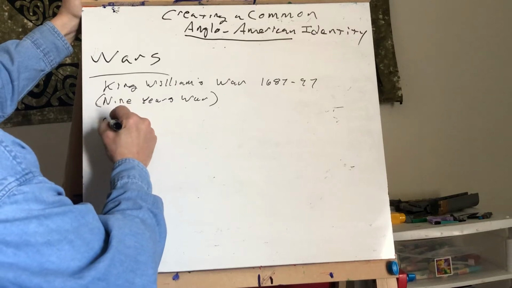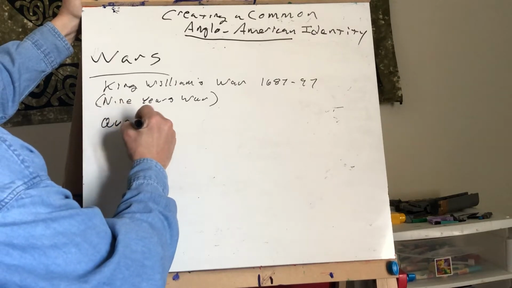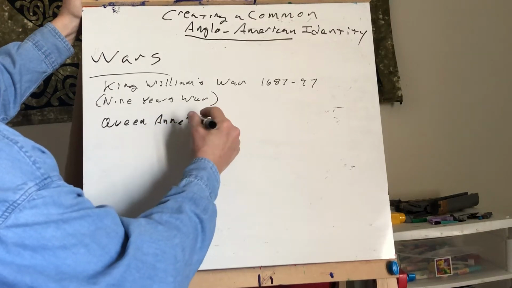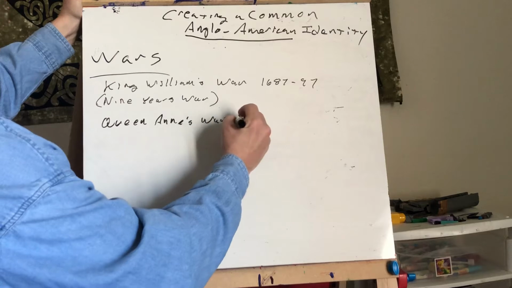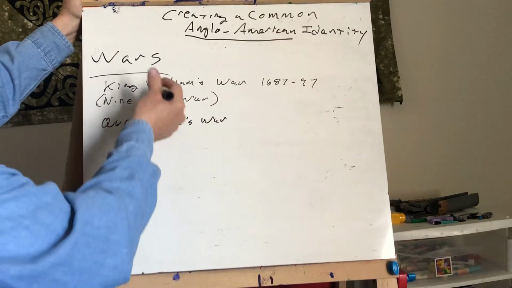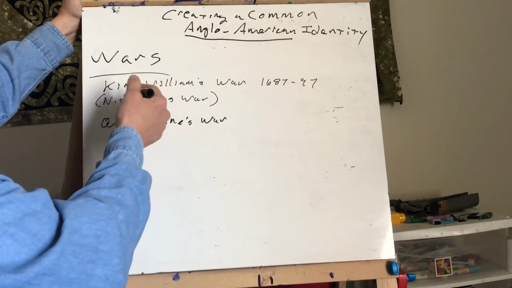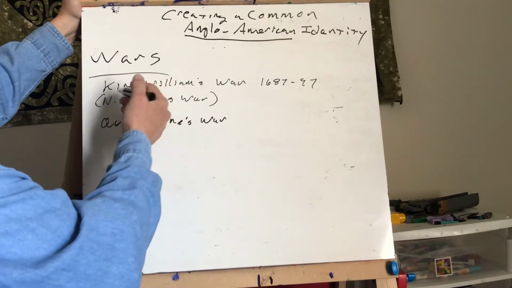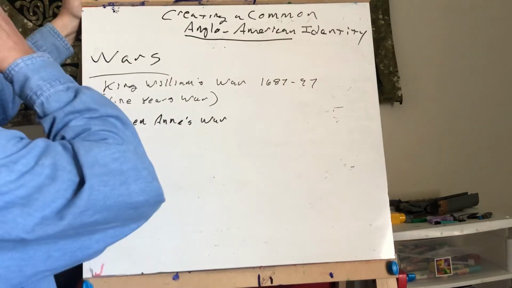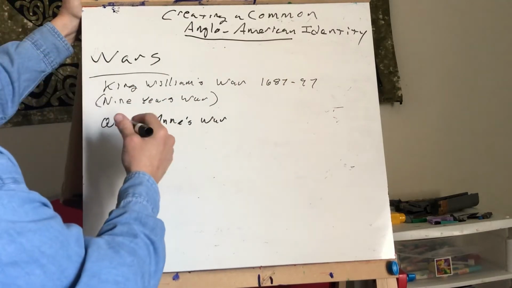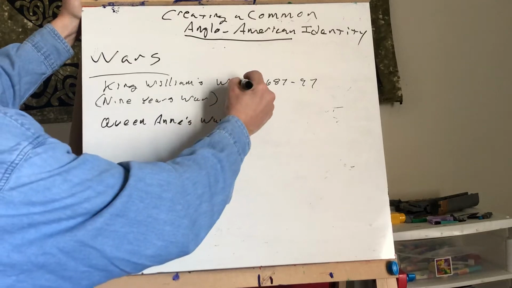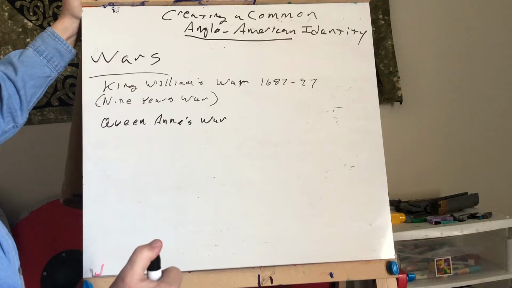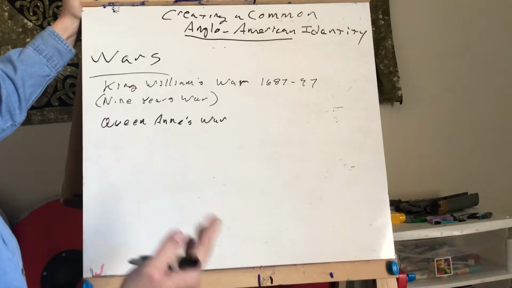Another war, Queen Anne's War. There were a couple of other minor wars I'm not going to put on here. These are the big ones, though. Queen Anne's War. Again, Queen Anne is William and Mary. William, Duke of Orange, becomes King of England after the Glorious Revolution. He engages in a war with major European powers that ends up leading to the English and the French and the Spanish fighting in the colonies.